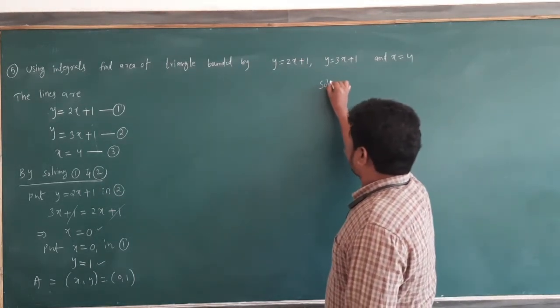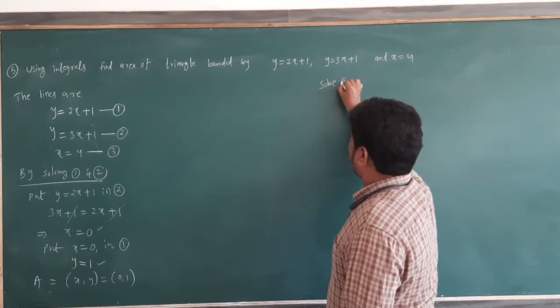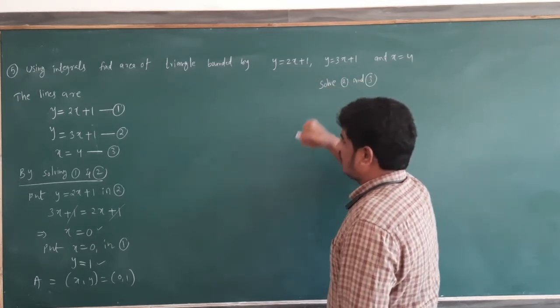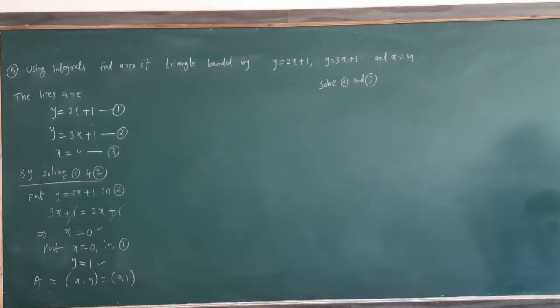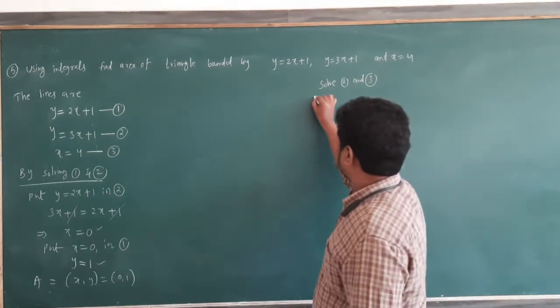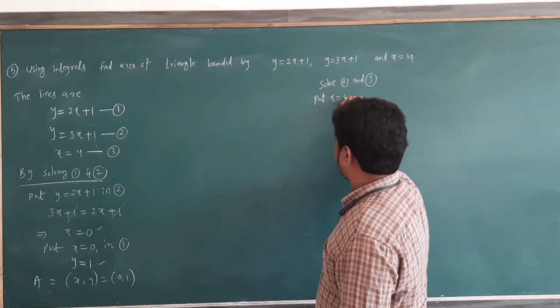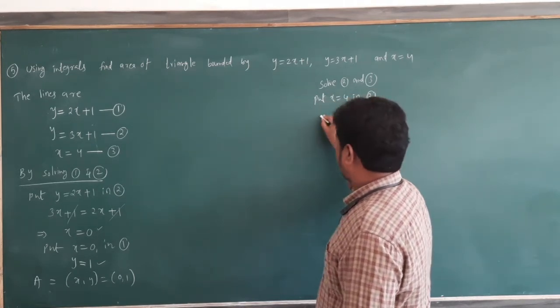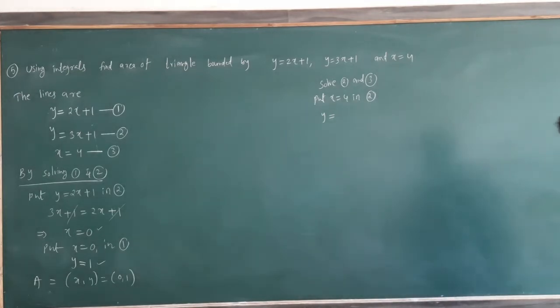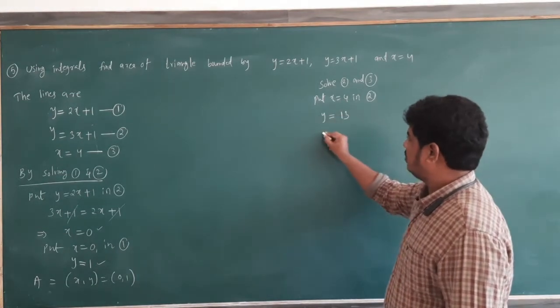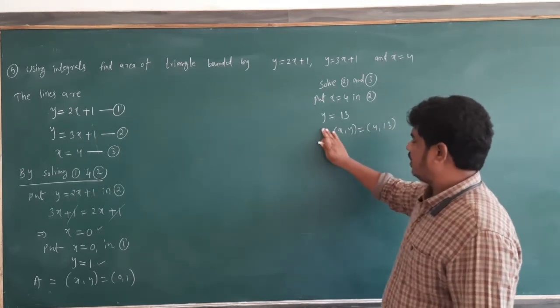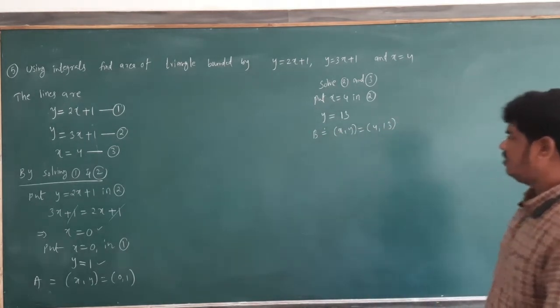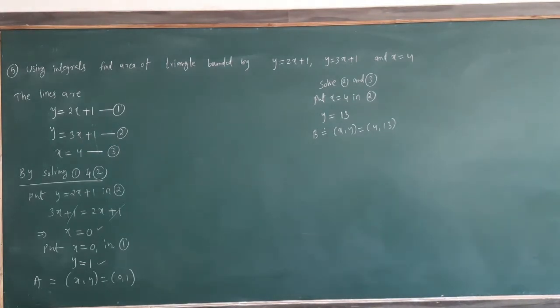Next, solve 2 and 3. Here in 3 we already have x = 4. Put x = 4 in 2. So y = 3 times 4, 12, plus 1, 13. So we write (x, y) = (4, 13). Take this as B. B = (4, 13).